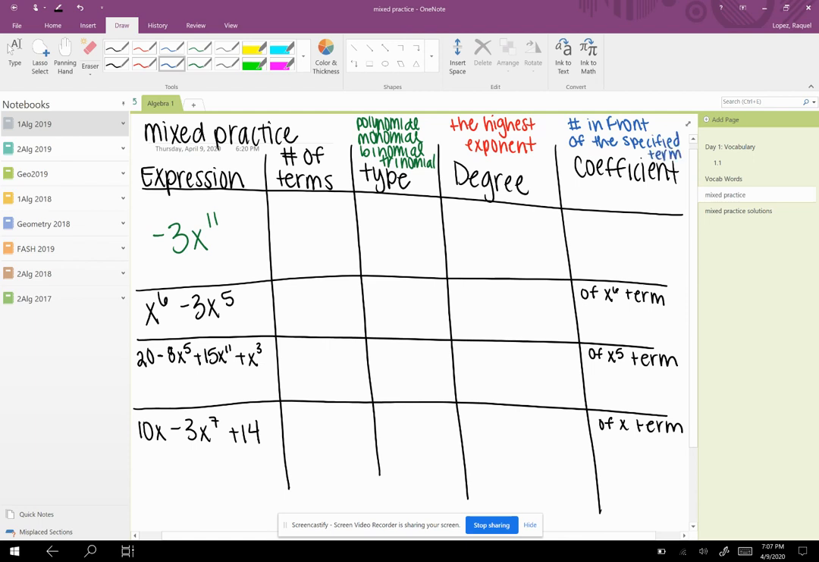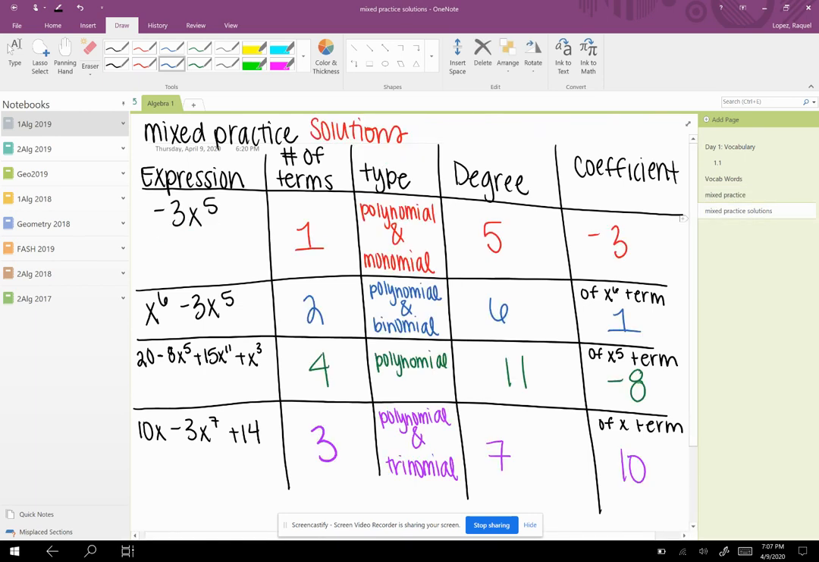Okay. So on the next slide, I'm just going to show you the solutions, and I want you guys to check your work. All right. Here are your answers, except I did change this first one. This was negative 3x to the 11th, and it really doesn't change anything except the degree. So the degree is no longer 5. The degree is 11. Okay, so I want you guys to check your work. If you got all of these correct, then you should be good to go on the homework.